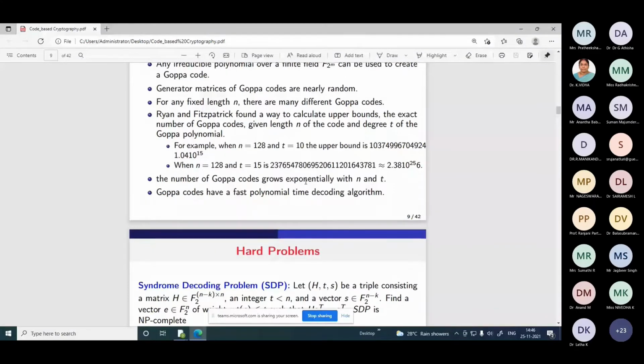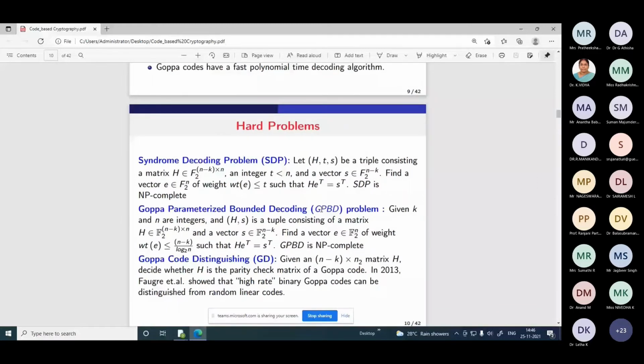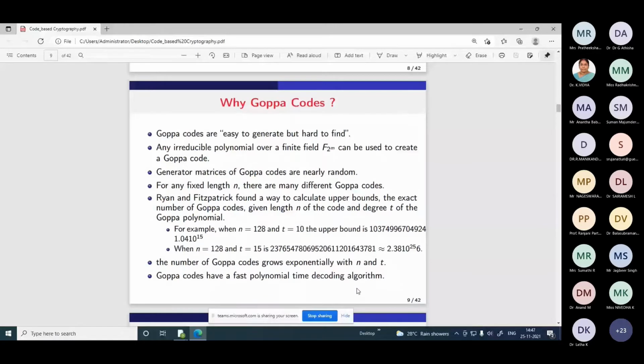So we have seen what error correcting codes are. Among them, there are many codes. We are choosing Goppa codes. The reason behind this is that it is easy to generate as well as it has a fast decoding algorithm. So when encoding and decoding are efficient, they must be fast, right? And it has to correct as many errors as possible. So that can be provided by this Goppa code.